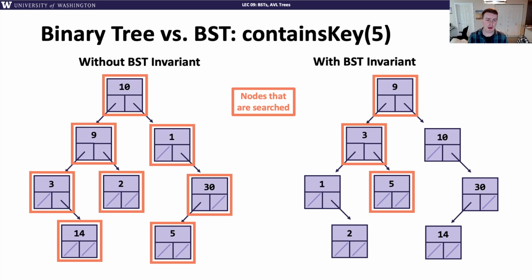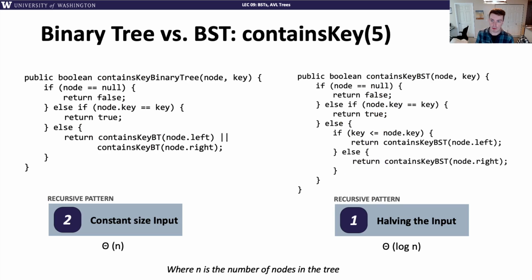And so let's try to talk about how we can quantify, using our asymptotic analysis tools, the runtimes of this containsKey operation. So what I have on this slide is two implementations of containsKey. One on the left is just for a plain old binary tree that does not have this binary search tree property. What it does is it has your standard tree traversal code. It runs through the tree.